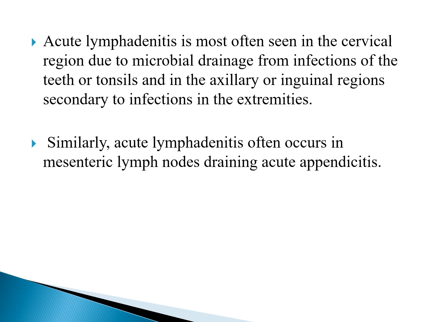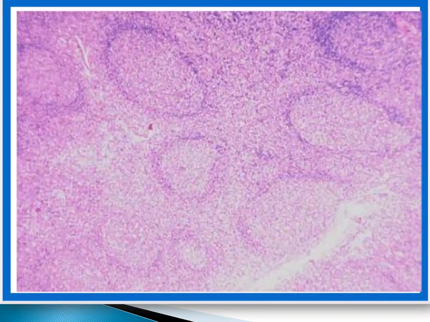The acute lymphoadenitis is most often seen in the cervical region due to the microbial drainage from the infection of the teeth or tonsil, and in the axillary or inguinal region secondary to the infection in the extremities. Similarly, acute lymphoadenitis often occurs in the mesenteric lymph node draining acute appendicitis. هذا عندي السلايد show this.